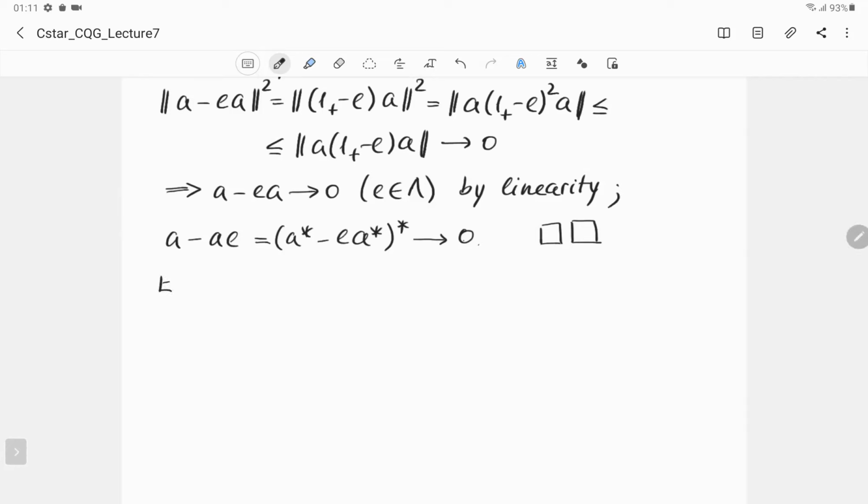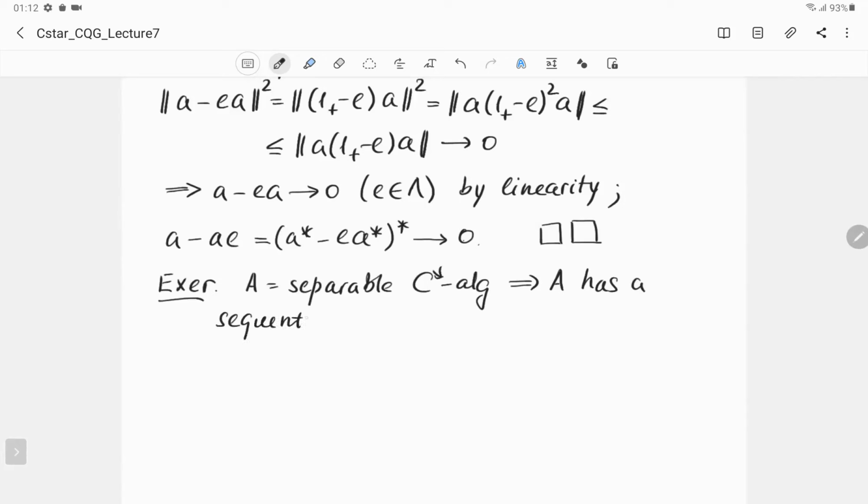So here's a useful exercise. If A is a separable C-star algebra, then A has a sequential approximate identity. That is an approximate identity, which is a sequence.